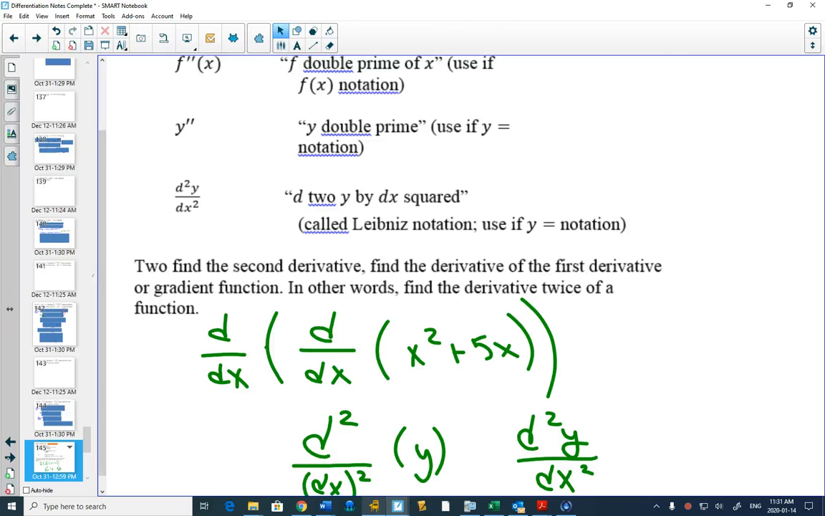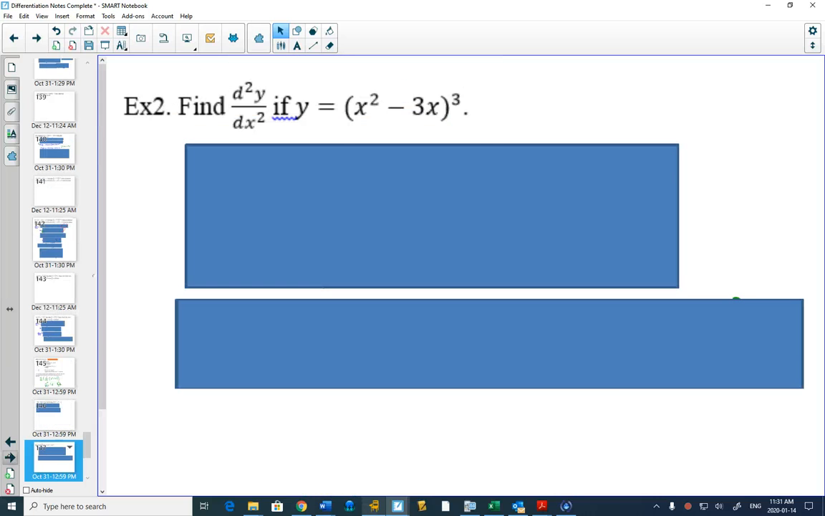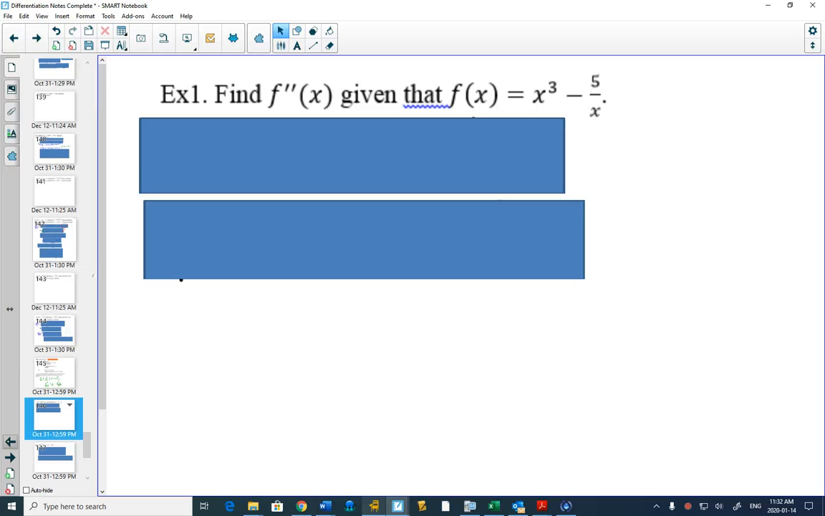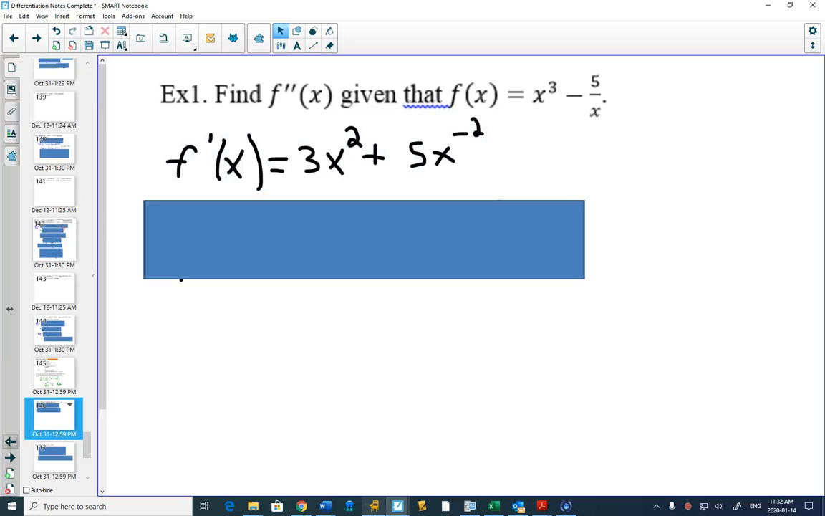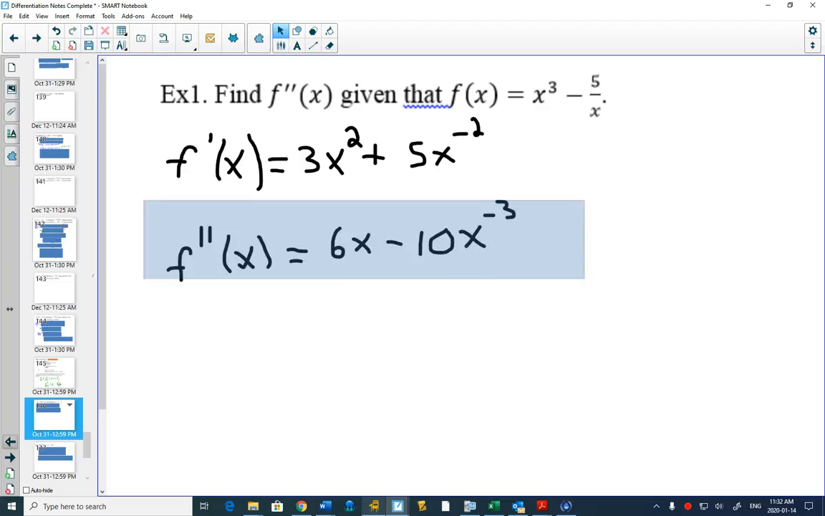Okay, so, wow. Find the second derivative. So what do you do? You find the first derivative. And then after you found the first derivative, you find the derivative again. The second derivative.